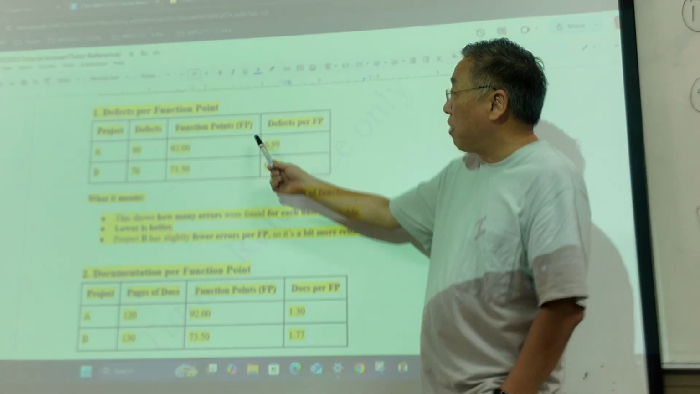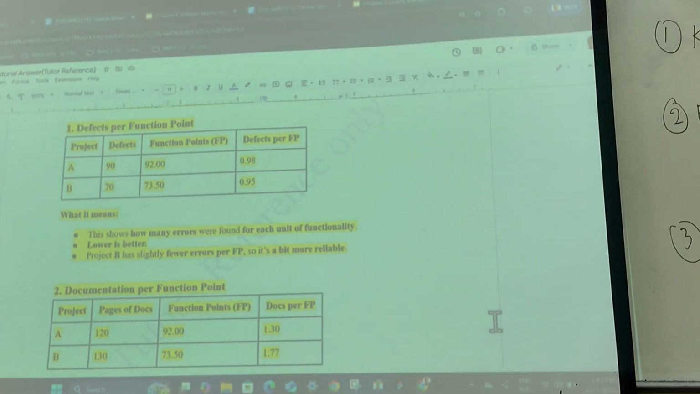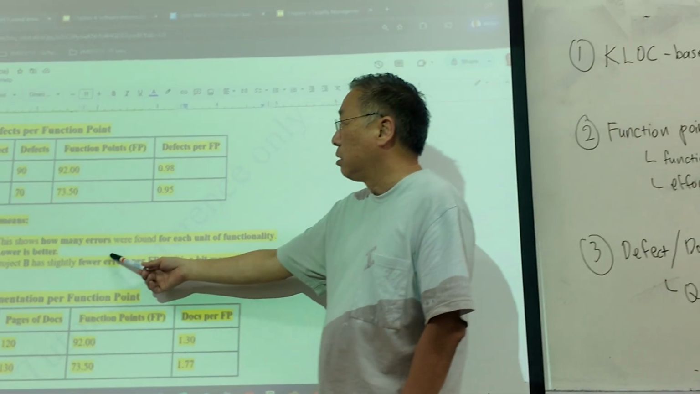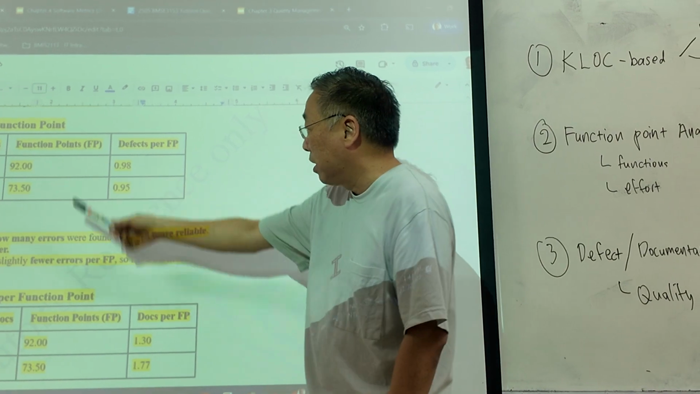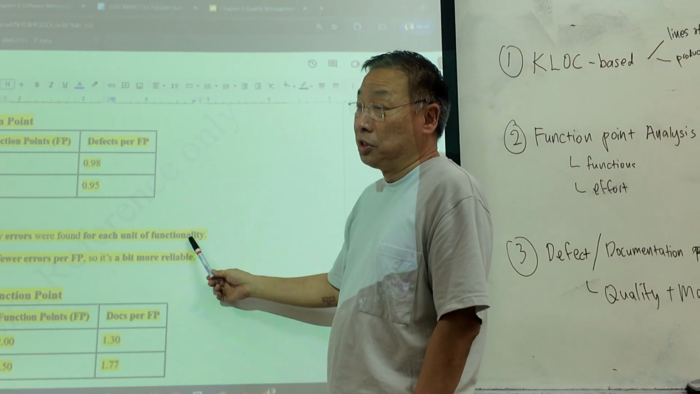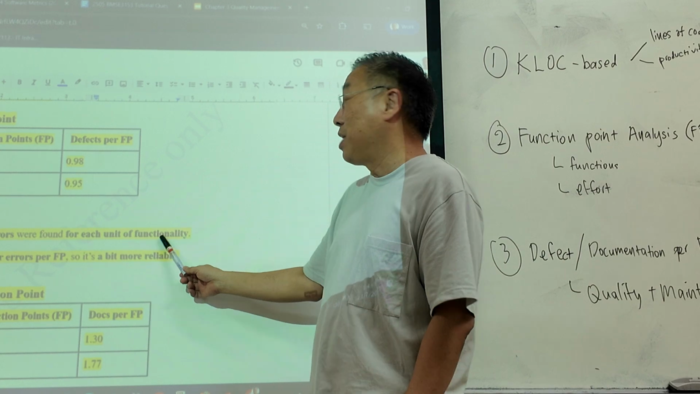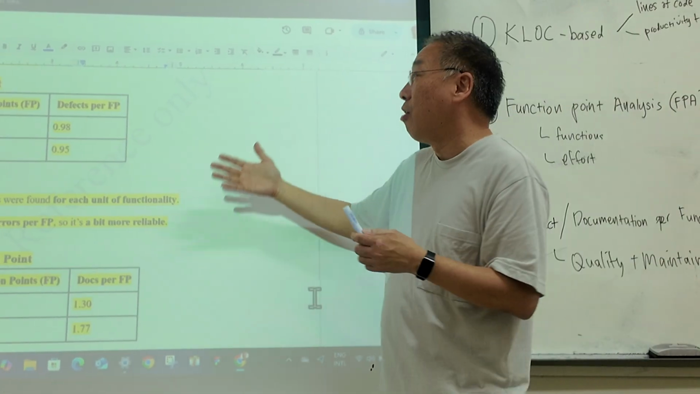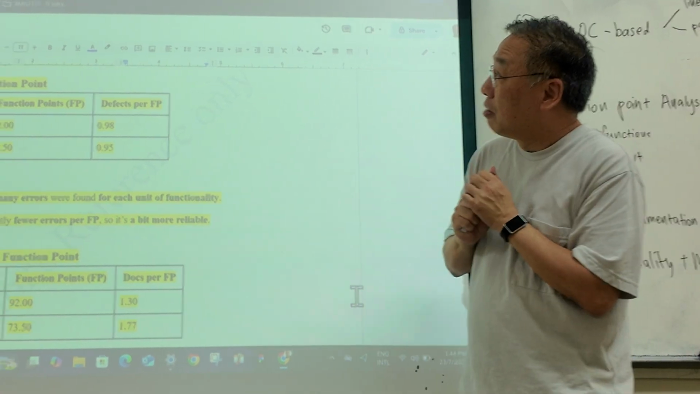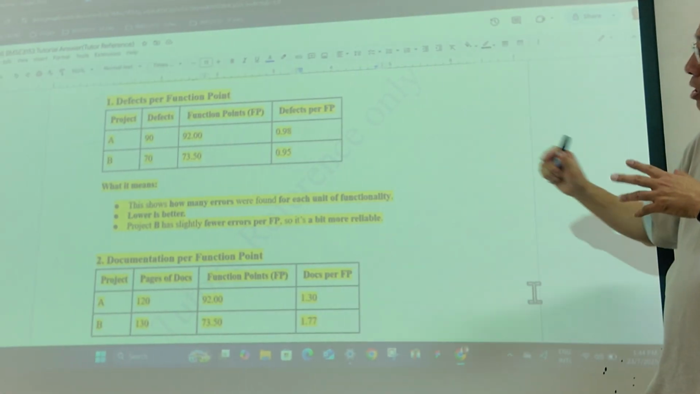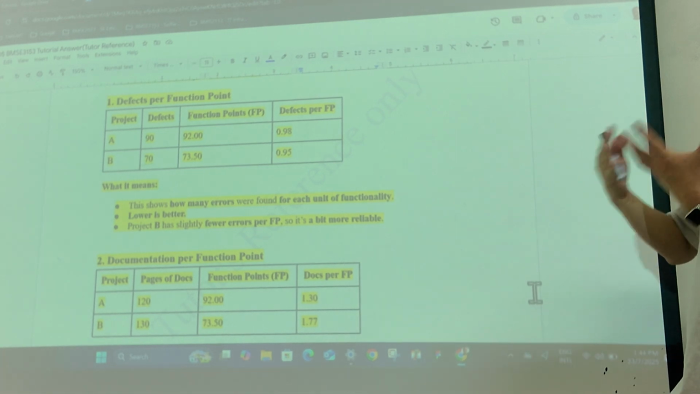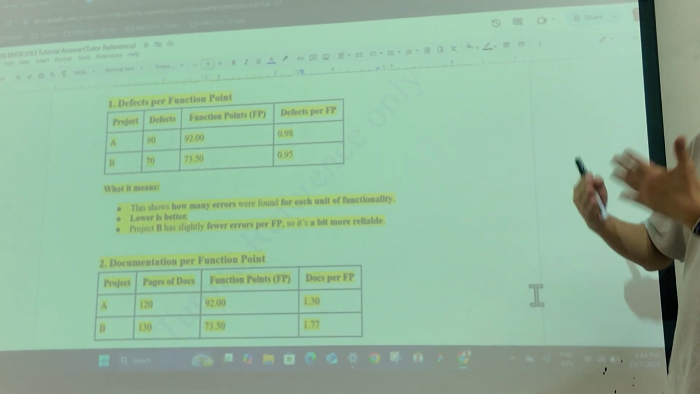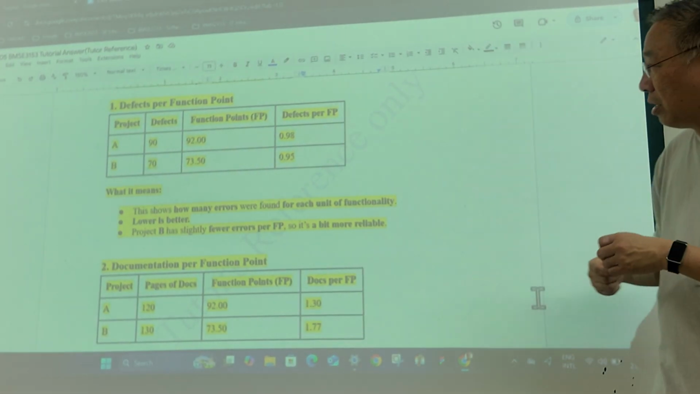We calculate defects per function point, which is this one, right? And what that tells us is how many errors, defects, were found for each unit of functionality. So this time we are looking from the user perspective functionality, right? So now we can tell, oh okay, there are more errors in this one, so this one is not so easy to maintain. Or the other way to say it, the quality is not as good as the other one.